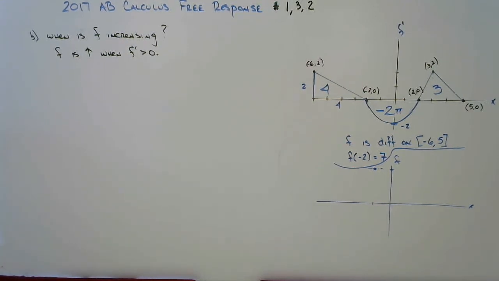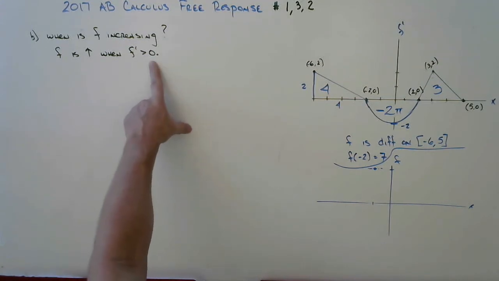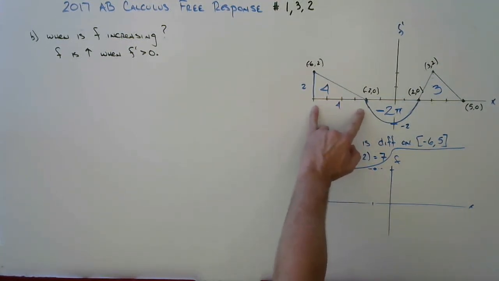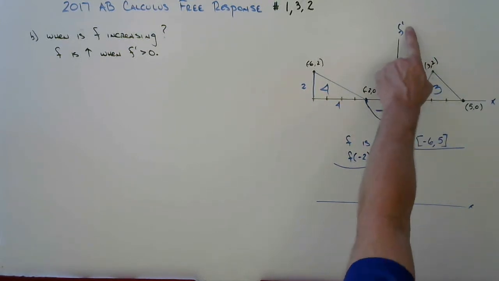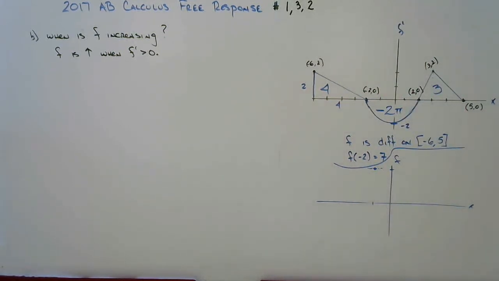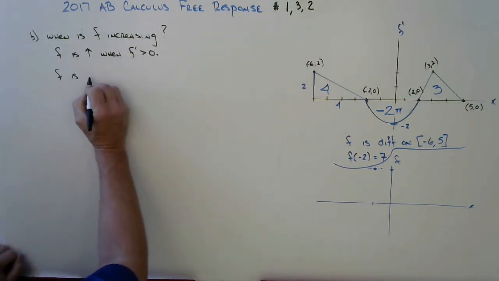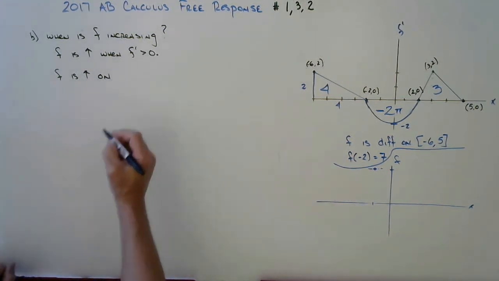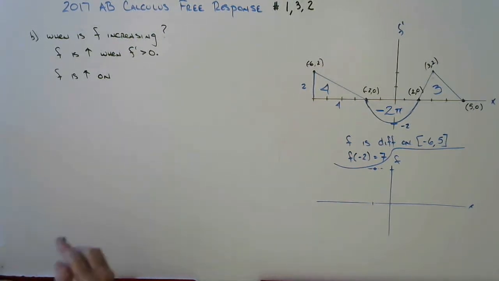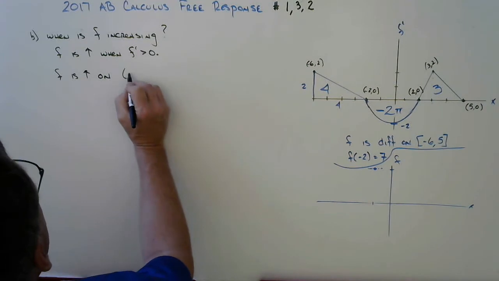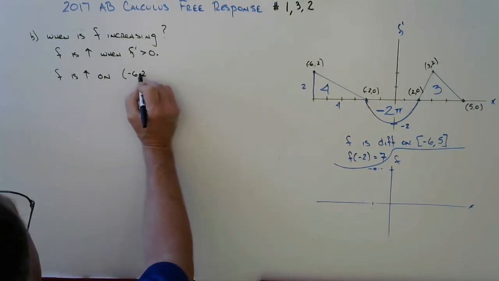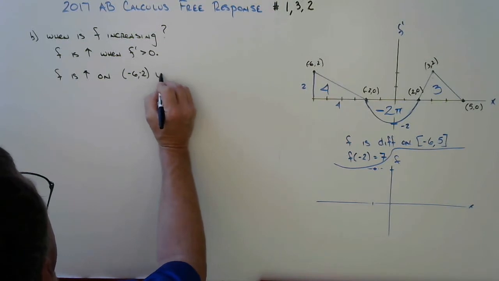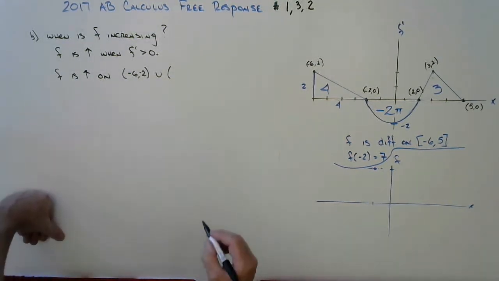And if we take a look at our graph, we can certainly tell when f prime is greater than 0. F prime is above the x-axis between -6 and -2, and f prime is above the x-axis between 2 and 5. So f is increasing on -6 to -2 union 2 to 5.